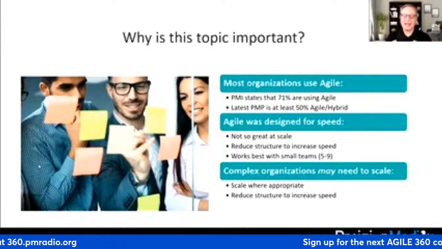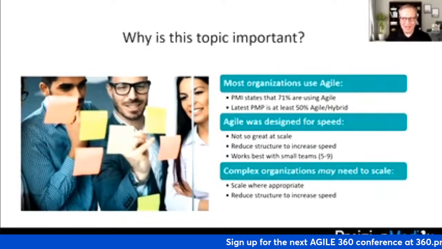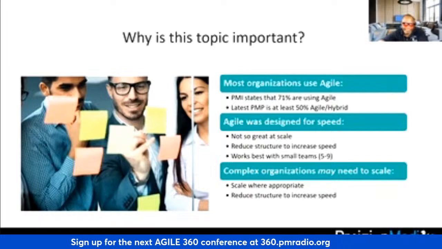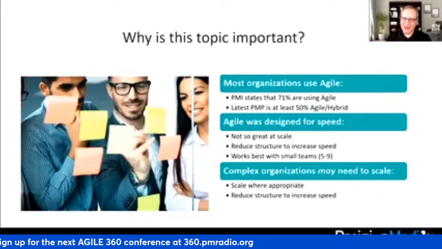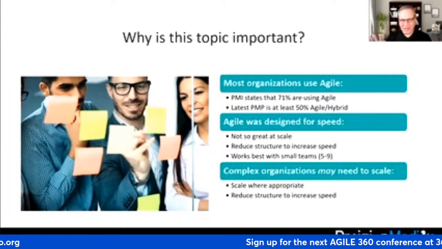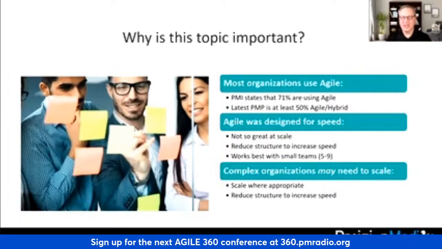All right, so I always like to start this way. Why is this topic important, right? So let's talk about it. A lot of organizations are trying to use Agile. And I say trying to, right? Some of them are doing it well, not many of them, quite honestly, but there are a lot of organizations that are doing Agile. You know, PMI, great statistic. I like this stat. They're saying about 71% of organizations.